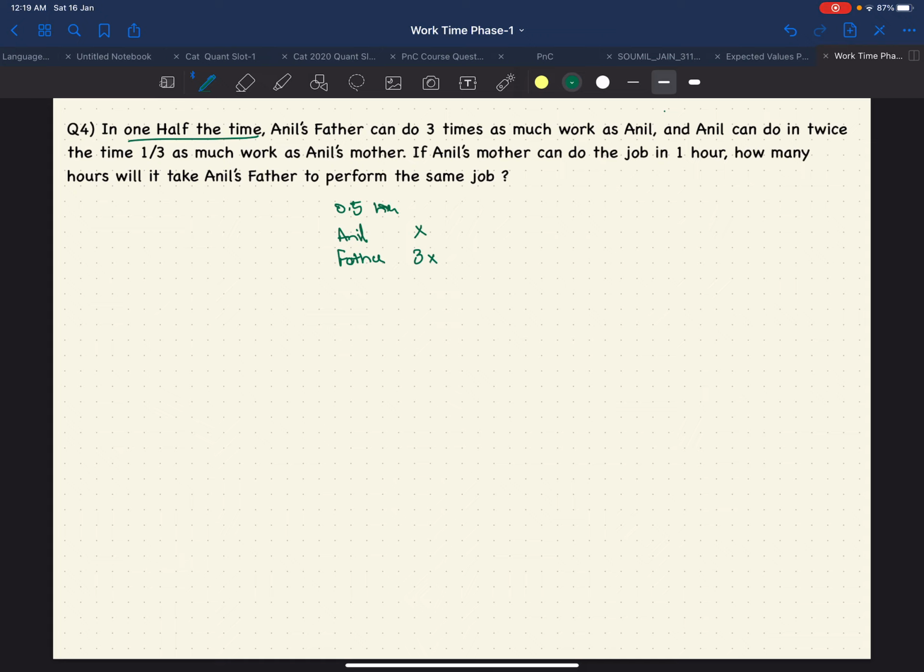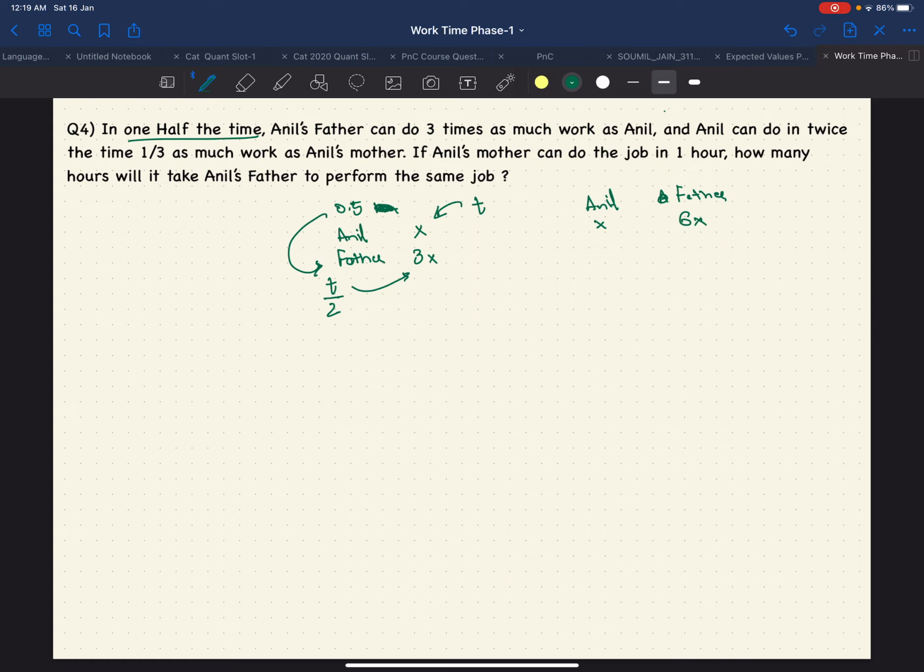So let's consider this. Anil's father is actually taking time t/2 to do 3x and Anil is taking time t, because we are given in 1/2 the time Anil's father can do 3 times as much work as Anil. So if Anil's father is given full time as Anil, he will actually do 6 times as much work as Anil does. Therefore, if Anil does x work in that time, then Anil's father does 6x.